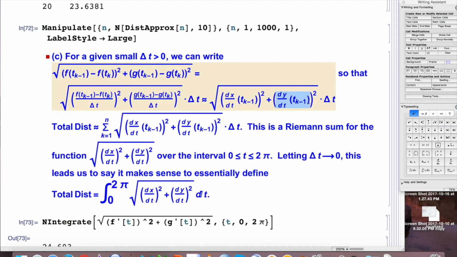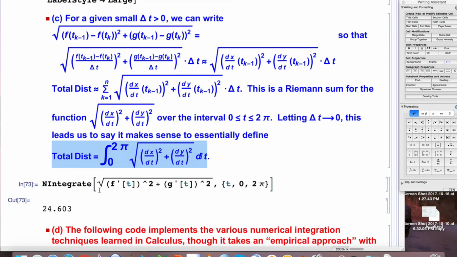The reason we're doing that is because now this looks like a function that could be integrated, and in fact that is what we end up doing. We integrate that function. The total distance could be approximated by a sum like this. This should look like a Riemann sum. If you know about Riemann sums, for this function over this interval, letting delta t go to 0 leads us to say it makes sense to essentially define the total distance by this integral. Okay, so again, this is not a fully rigorous derivation, but hopefully this makes some intuitive sense to you.